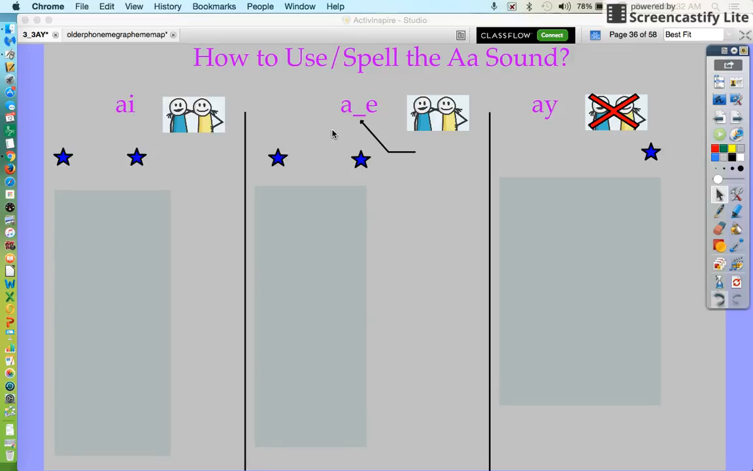Now we have AI and AE. They both follow the exact same rule. So it's a little difficult to tell which one you use, and that's just going to have to come with practice and reading lots of words and knowing which one's which.